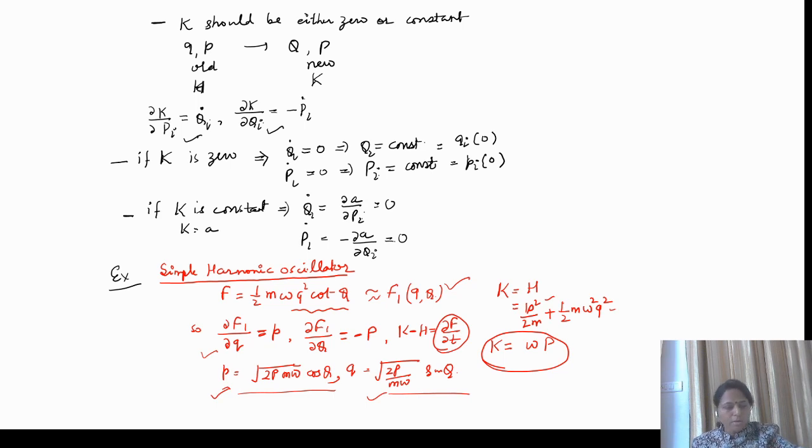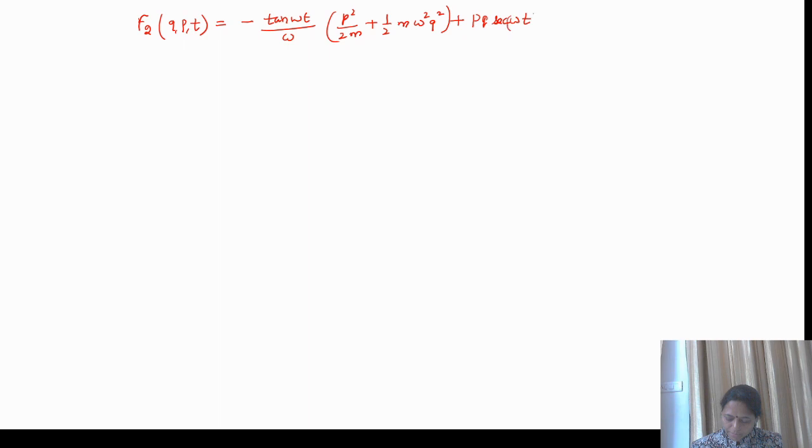So let me do the same question with the help of another generating function. Suppose my generating function is a function of q, P and t. This is a generating function of type 2. You know, this is of type 2. It is minus tan omega t upon omega, P squared upon 2m plus half m omega squared q squared plus P q sec of omega t, right? If this is your generating function for the same problem, then what will happen?